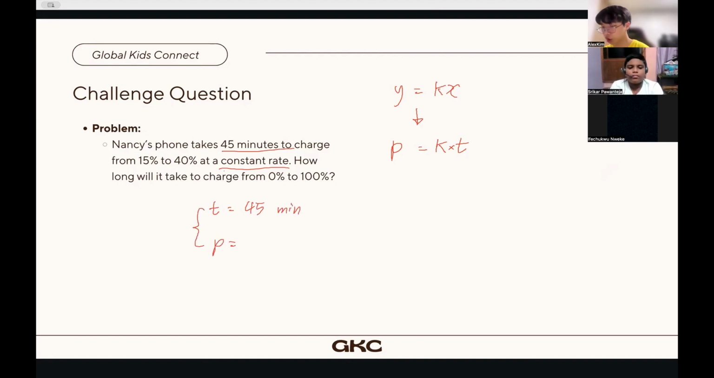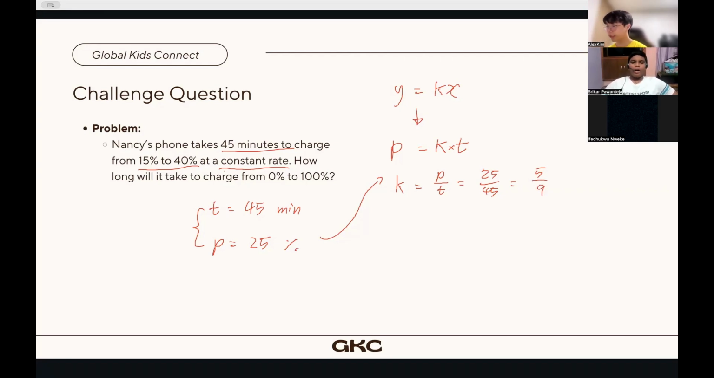for a percentage charge from 15% to 40%. And so the phone charge increased from 15 to 40, which is an increase of 25%. And so we can see that when t is equal to 45, p is equal to 25. And so we'll plug this number into this linear equation so that we can find a value of k. So k is equal to p over t, which is equal to 25 over 45. And so we can simplify this fraction so as to get 5 over 9.